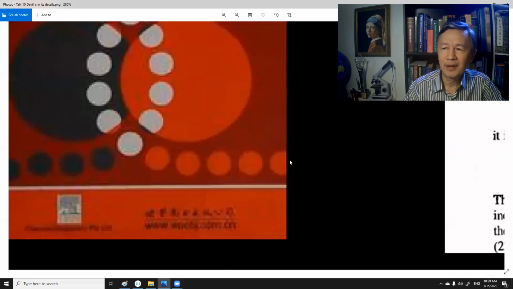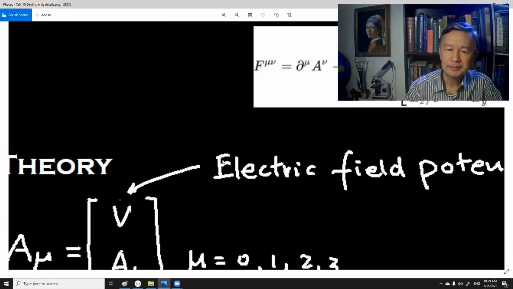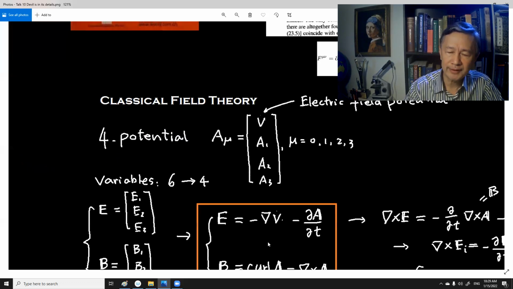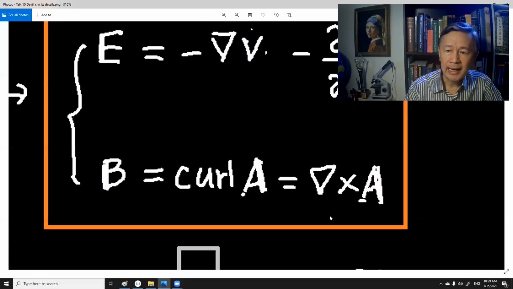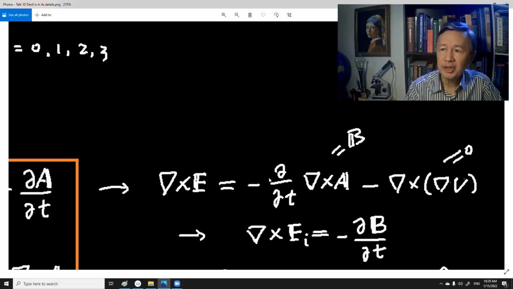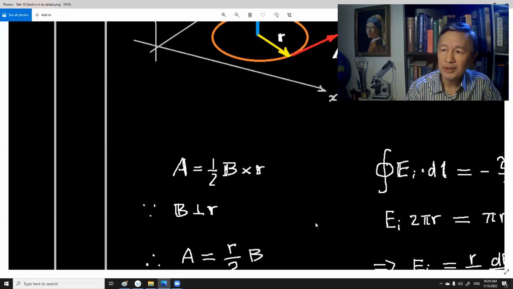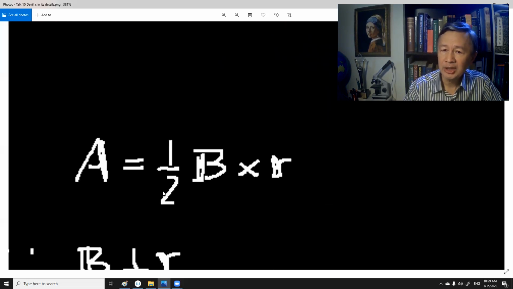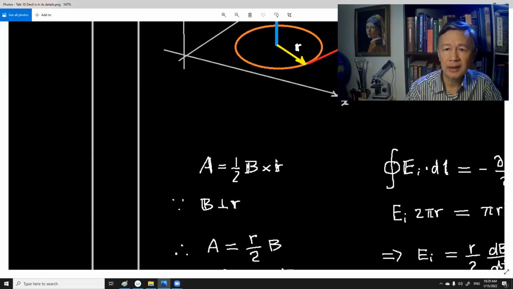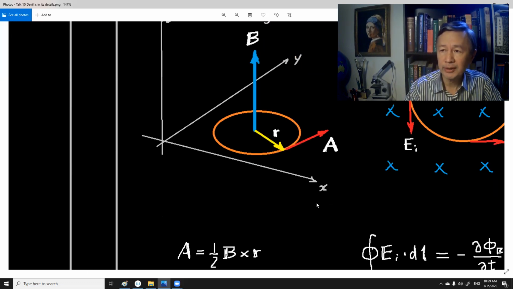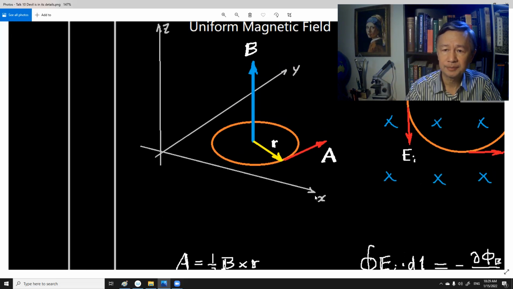Here is a simplified example. Although the general relation between the magnetic field and the vector potential is this equation, B equals curl A, in the special case where the magnetic field is uniform everywhere, there is a simple relation between these two vectors, namely A equals half B cross product R. This diagram illustrates this simple relation among the three vectors.